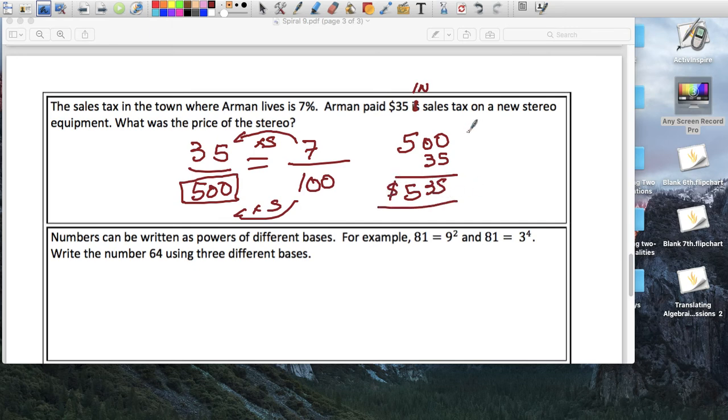But he's only asking you for the price of the stereo. So if this tax was 7% and 7% was 35, what was it based on? Well, it was based on the value of the stereo, which was $500.